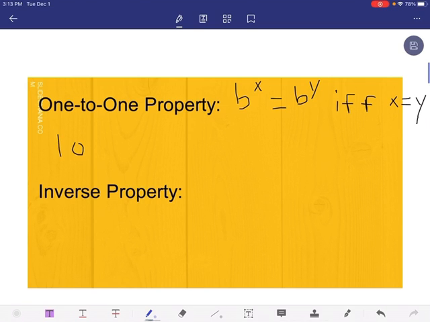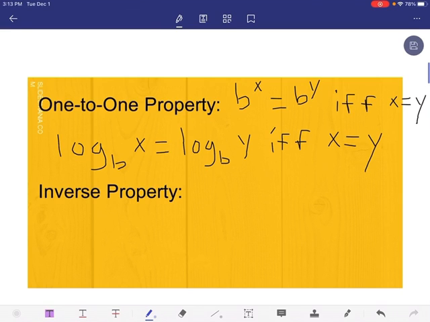And we also have a property with our logs. So if I have log base b of x equals log base b of y, likewise, this can happen if and only if x equals y.